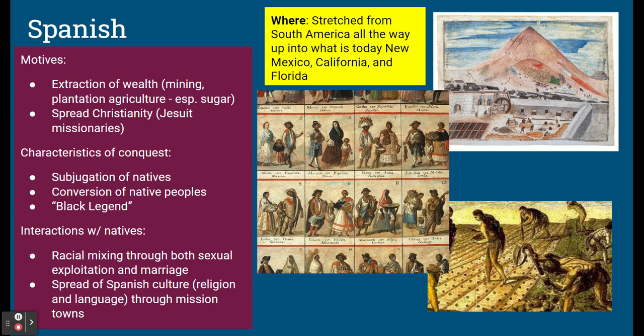So their interactions with the natives, I've mentioned this already. There was a great deal of racial mixing, again, through both sexual exploitation and marriage. So there's quite a bit of mixing of peoples in Latin America, in Central and South America. And as I've already mentioned, the Spanish culture was very much forced on native peoples. So there's a reason why the Spanish language is so ubiquitous across Latin America today.